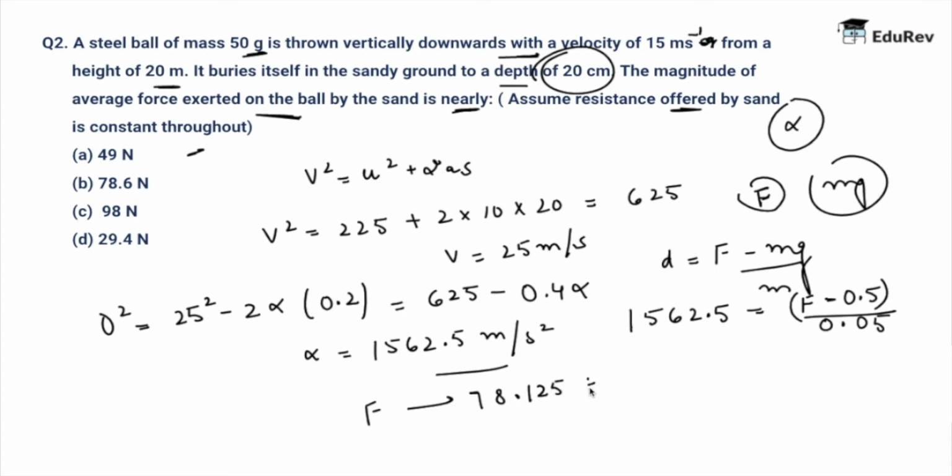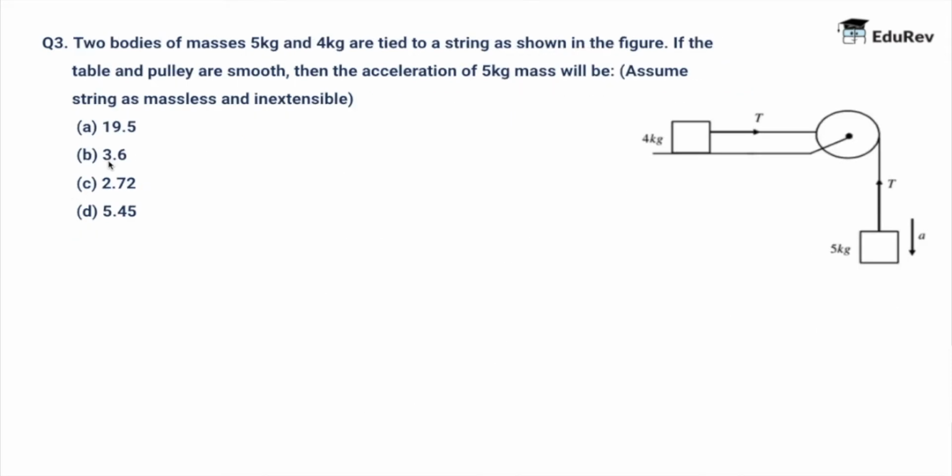78.125 plus 0.5, and I will get what? 78.625 Newton. So the value of F is what? 78.625 Newton. That is option number B. I hope you understood this. Let's move to question 3.